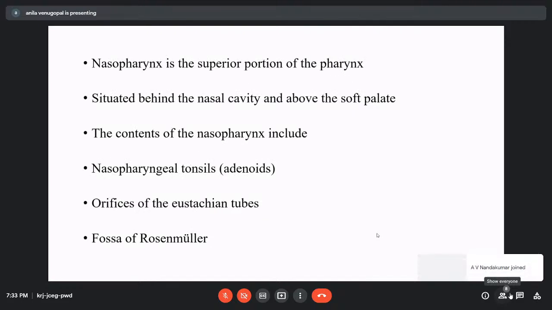So with that, the nasopharynx is the superior portion of the pharynx. It is actually a small anatomical area situated behind the nasal cavity and above the soft palate. The contents of the nasopharynx include nasopharyngeal tonsils or adenoids, the orifices of the eustachian tubes which open to the lateral wall of the nasopharynx, and the fossa of Rosenmuller, which we are all familiar with as it is the common site of origin of nasopharyngeal carcinoma.